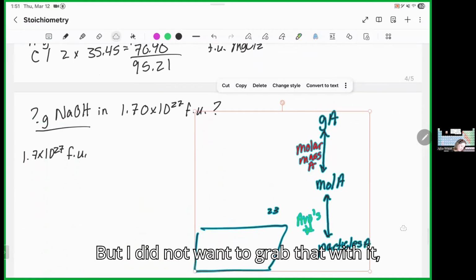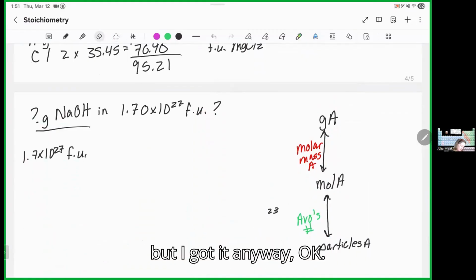Oh, I did not want to grab that with it, but I got it anyway. Okay.